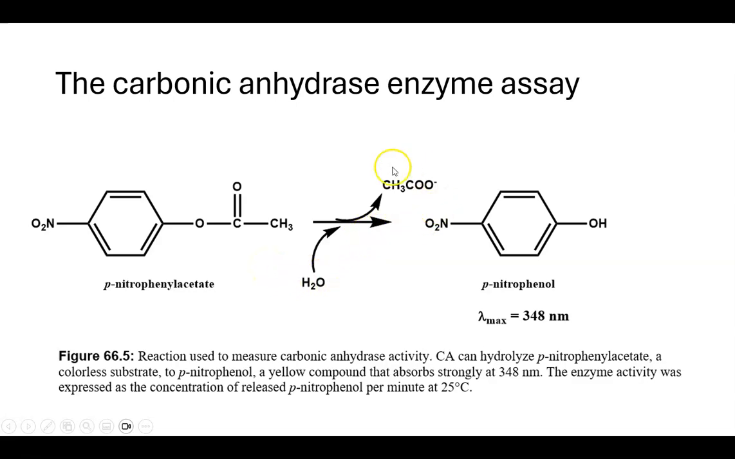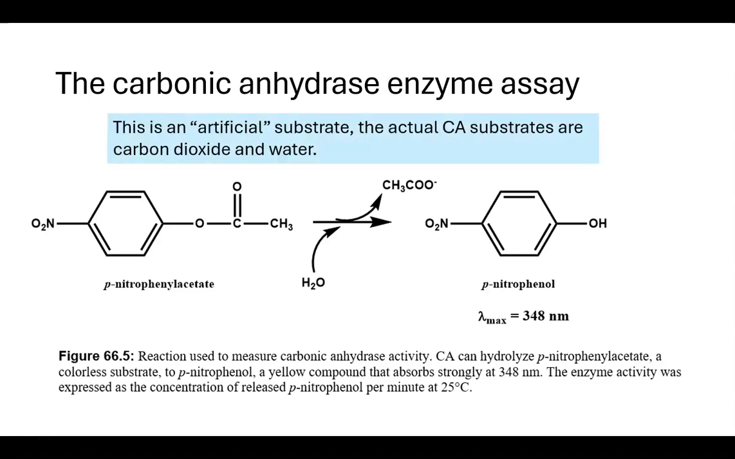When it does that, it releases acetate. It does the hydrolysis of this acetyl group right here, and then paranitrophenol is the product, and the paranitrophenol is yellow. The substrate is colorless, the water is obviously colorless, and acetate is colorless too. So they were able to spectroscopically monitor how much paranitrophenol was generated per unit time, and you just have to measure how yellow it gets over a period of time. You measure the lambda max at 348 nanometers, and then use Beer's law to convert absorbance to concentration. So this is an artificial substrate. Again, the actual carbonic anhydrase substrates are carbon dioxide and water.